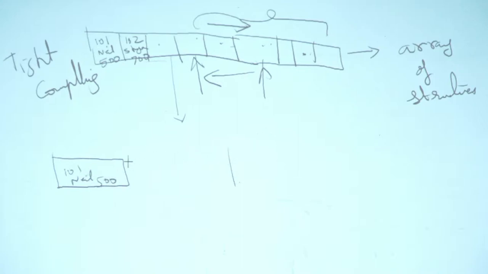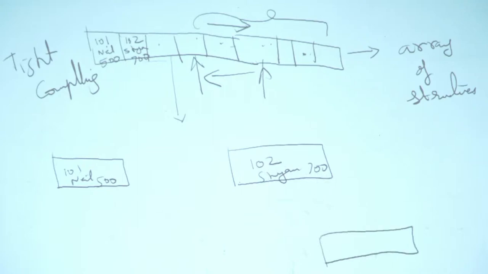Then this is somewhere in memory. I really don't care where it is in memory. This is in another place. I have something in memory. Another employee number, employee name and salary. Yet another, let's say, employee number 103, Ram, and let's say 900. So there are these three people who are there, or there could be thousands.